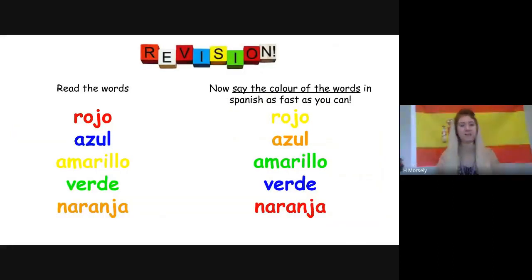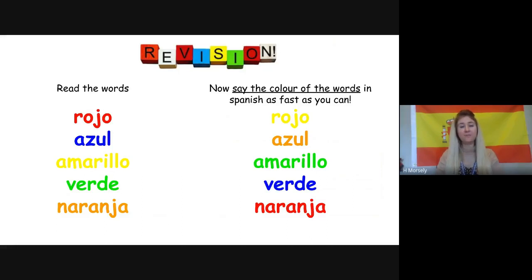So a quick revision then. I'd like you to have a look at the column on the left, and it says read the words. Okay, so when you're watching these lessons from home, rather than me sitting here for a couple of minutes in silence staring at you, okay, you can always pause the video, do the task, and then when you click play, we'll move on to the next task. Okay, so for this task, I'd like you to read the words.